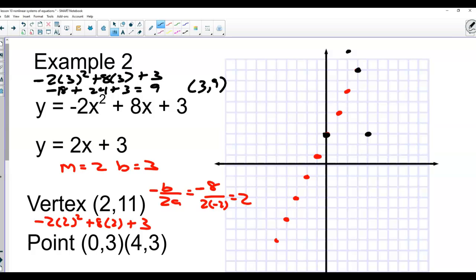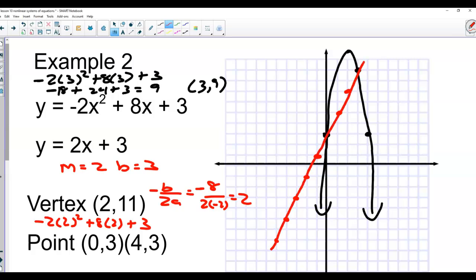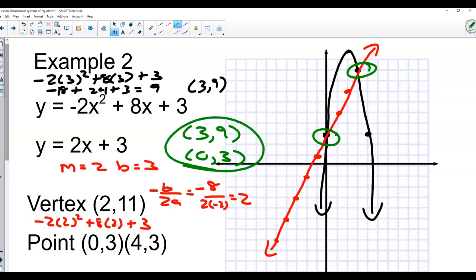And that's enough where I draw my parabola. And then I just draw my line in. But by doing it that way, it really accentuates the points of intersection. Sometimes you'll have 2, sometimes you'll have 1. In this case, your answer is (3, 9) and (0, 3), the 2 points of intersection.